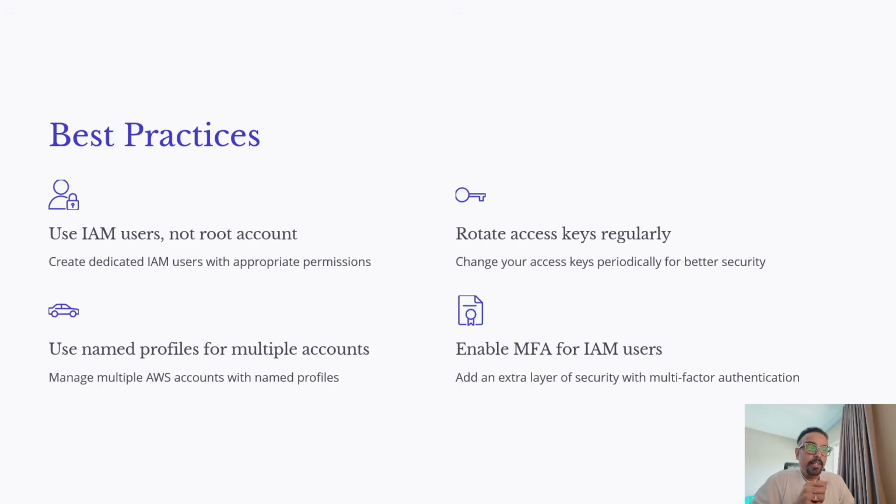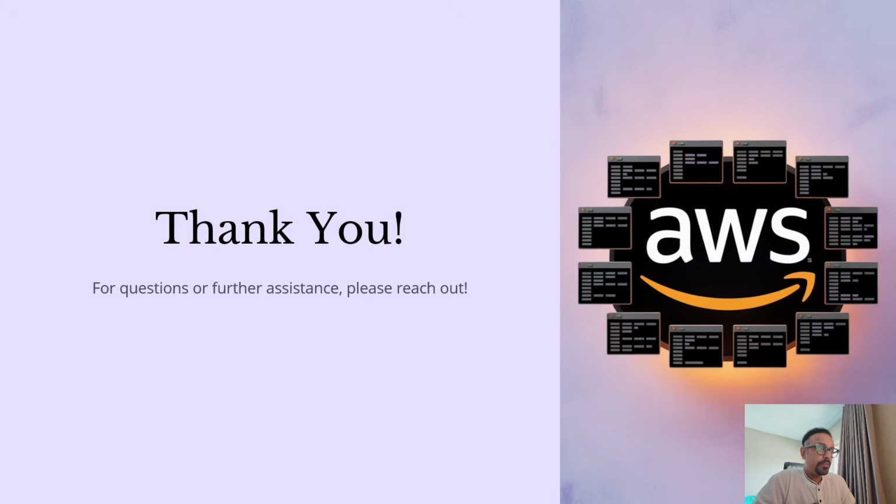And following these best practices will help you use the AWS CLI in a secure and professional way, the way you work in your company or organization. And that brings us to the end of our tutorial on AWS CLI setup and scripting basics. So we covered what the CLI is, how to install and configure it, some basic commands, and how to use it for automation, and wrapped up with the best practices that I always prefer.